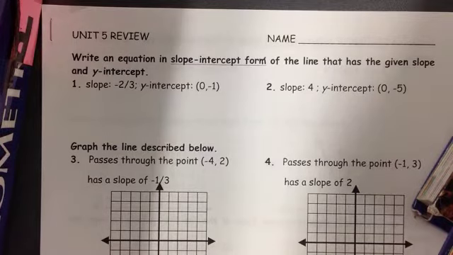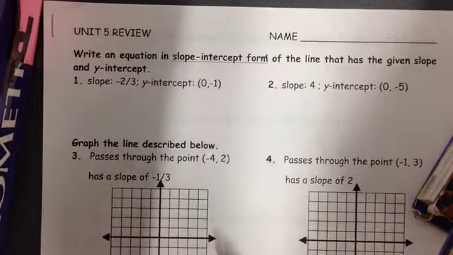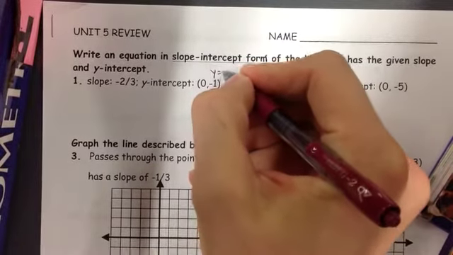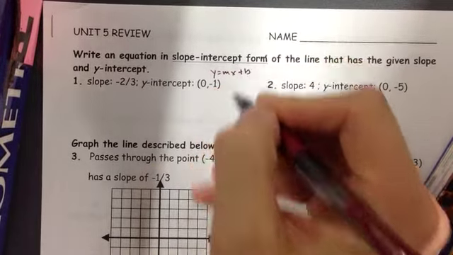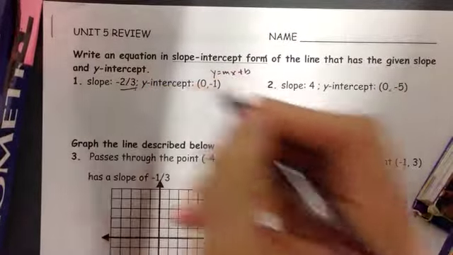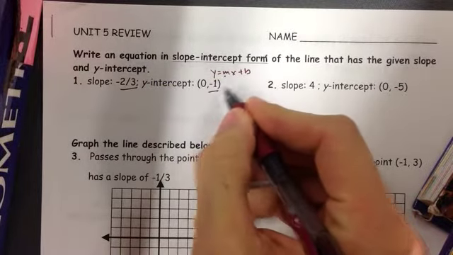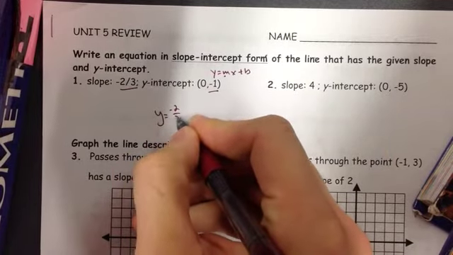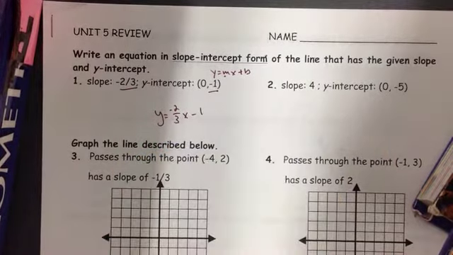Alright, getting started on this review. It wants us to write the slope-intercept form. The line slope-intercept is the y equals mx plus b form. So whatever we do, we're going to have to solve that for y. It gives us the slope, so we're going to drop it in right here. It gives us that y-intercept, so we can drop it in for b. We'll get y equals negative 2 over 3 x minus 1.